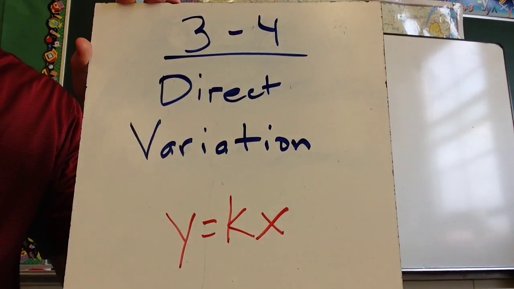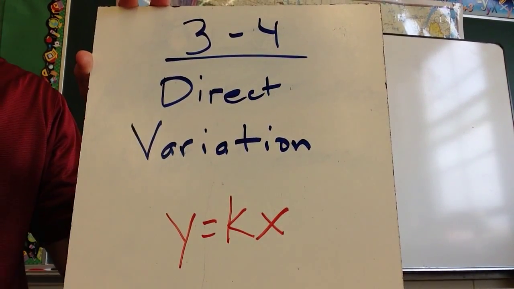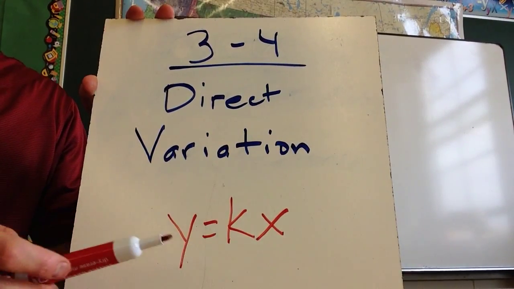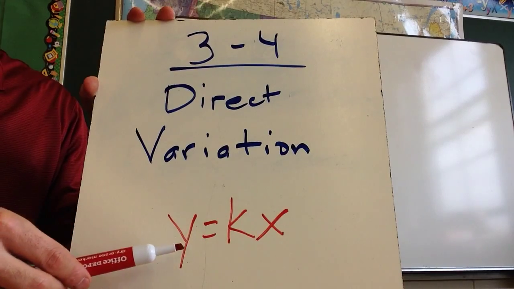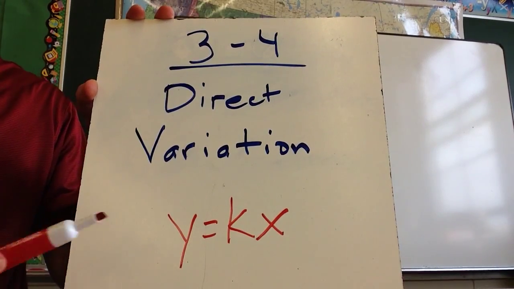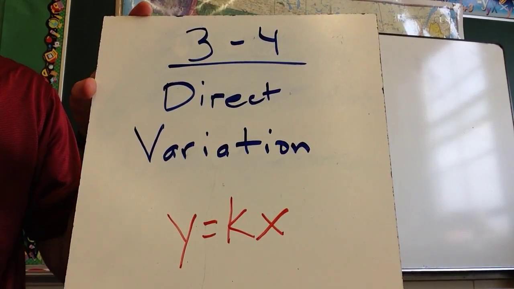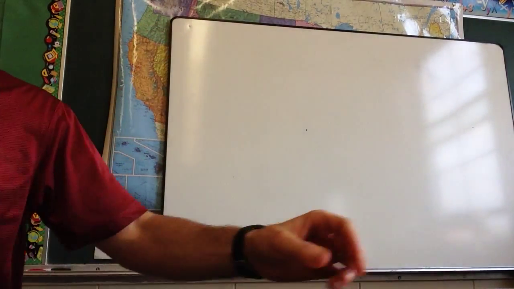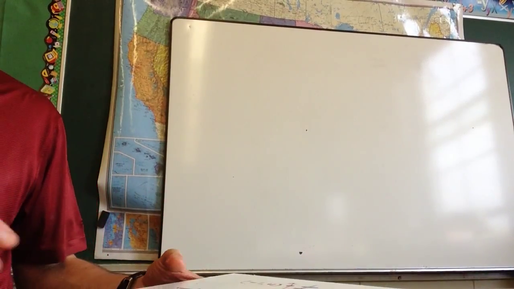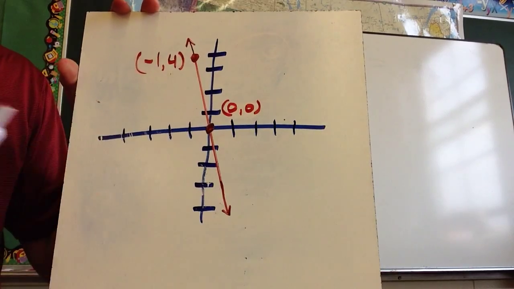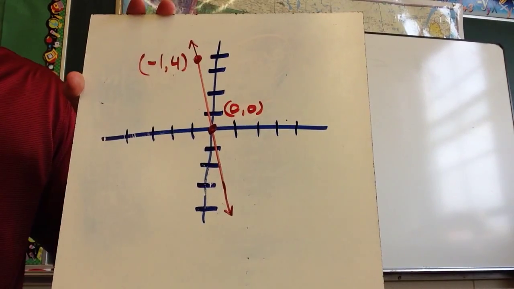This video is going to describe Chapter 3.4, direct variation. And we're going to use this formula, y equals kx. So keep in mind that x and y are simply points on the graph, and k is our constant, or our rate of change. Why we use the letter k is somewhat of a confusion, but it does actually stand for constant.